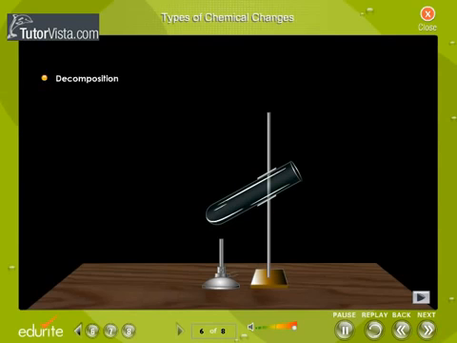Types of chemical changes. There are 4 types of chemical changes. Decomposition is the formation of elements from a compound. For example, blue copper nitrate on heating decomposes to copper oxide, nitrogen dioxide, and oxygen.